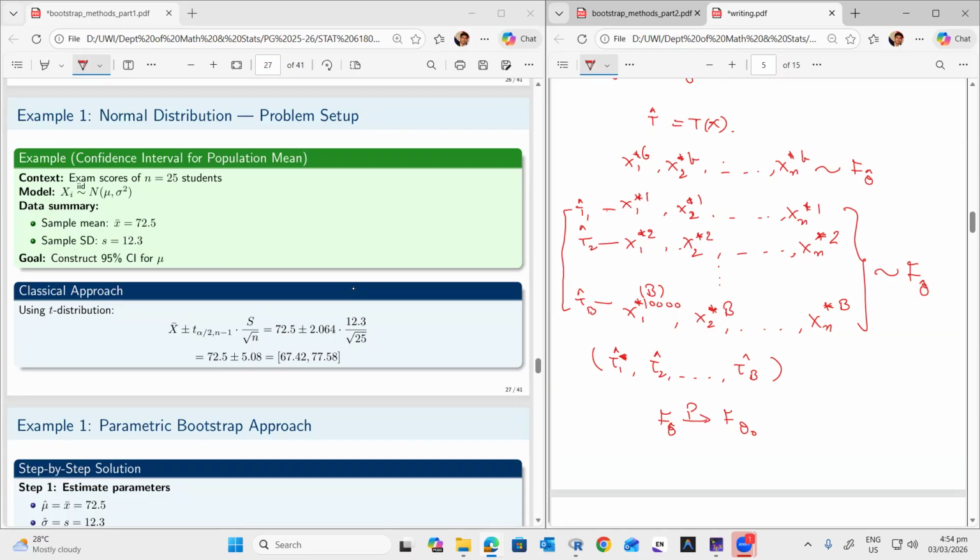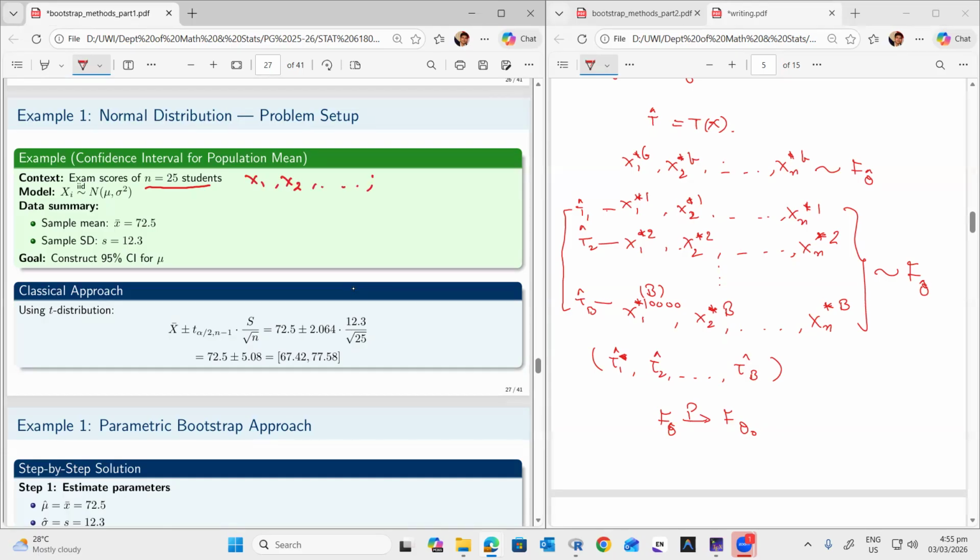So we have the exam scores of 25 students, X1, X2 up to X25. They are the marks of 25 students, and that follows the normal distribution with mean mu and variance sigma squared. All right, so for the data summary, they have given that the sample mean is 72.5 and the sample standard deviation is 12.3. Now they are asking us to construct the 95% confidence interval of mu.